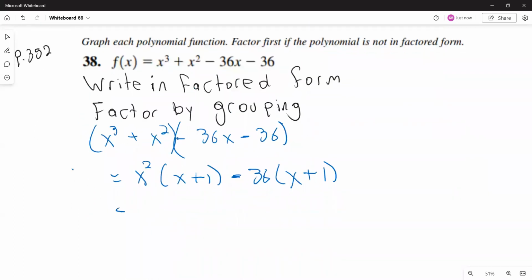Okay, so now x plus 1 is a common factor. It's a common factor of x squared and negative 36. So we can do the distributive property backwards. And x squared minus 36 factors as x minus 6 and x plus 6.